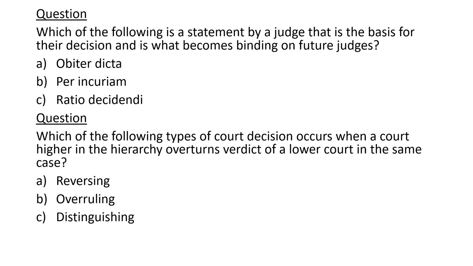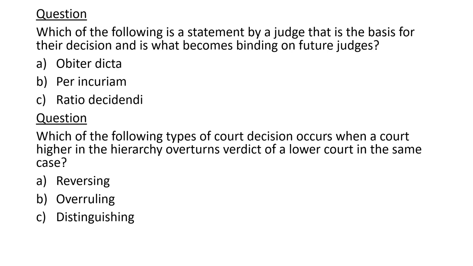Next question: which of the following types of court decision occurs when a court higher in the hierarchy overturns the verdict of a lower court in the same case? Whenever a high court changes the decision of a lower court, that process is known as reversing. So option A is correct. A reversing decision is made when a case is appealed. An overruling decision occurs when a superior court overturns the decision of a lower court in a different case.